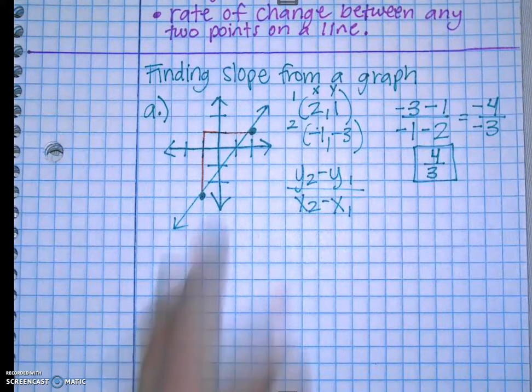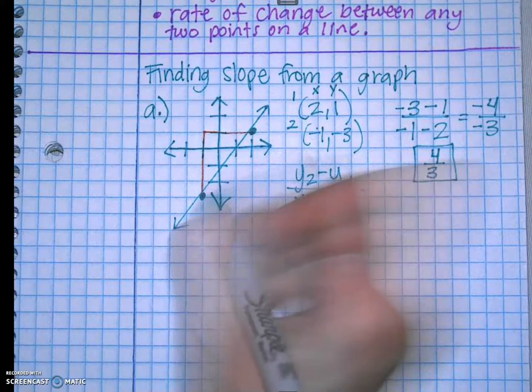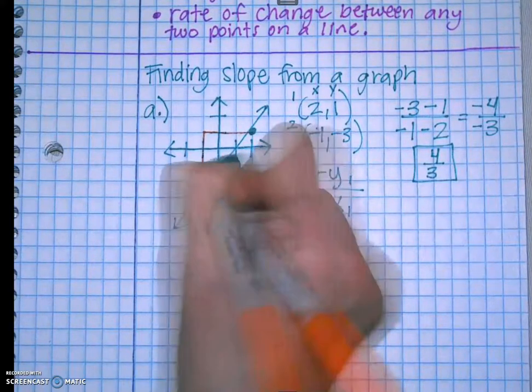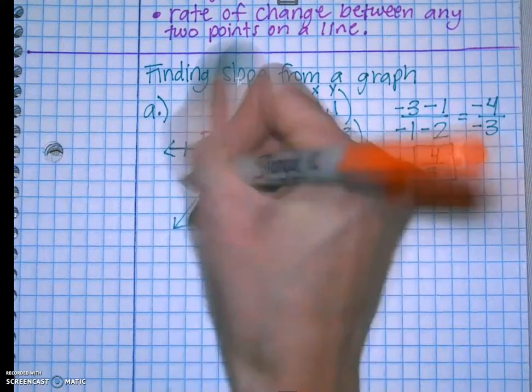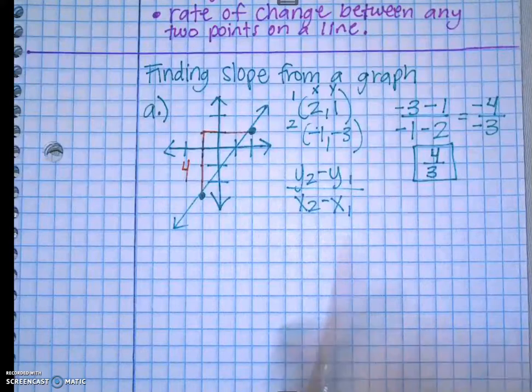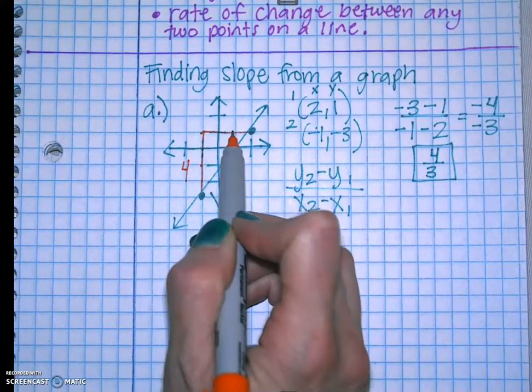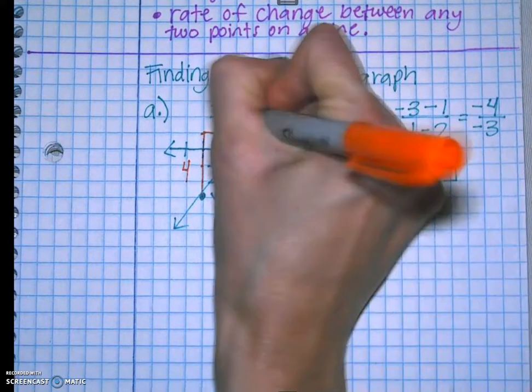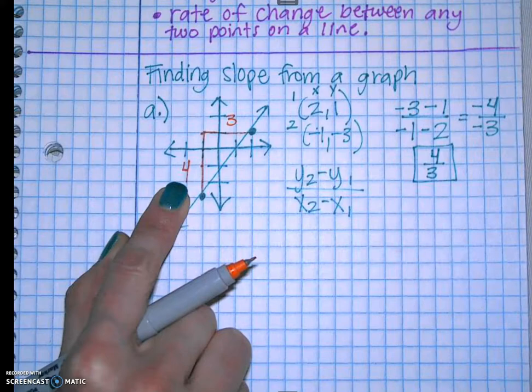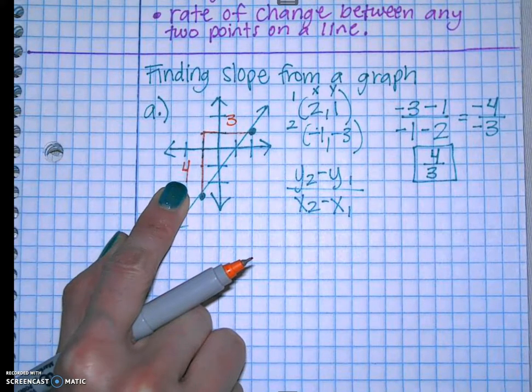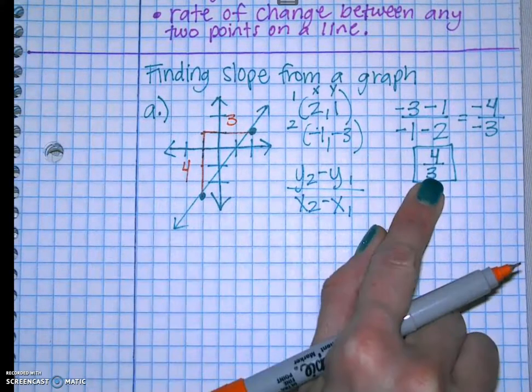Now remember, you do not count the one that you start on. So you're going to go up, 1, 2, 3, 4, that's your rise. And then you're going to run, 1, 2, 3. So if you notice, we got the same exact slope counting on the graph as we did with the formula.